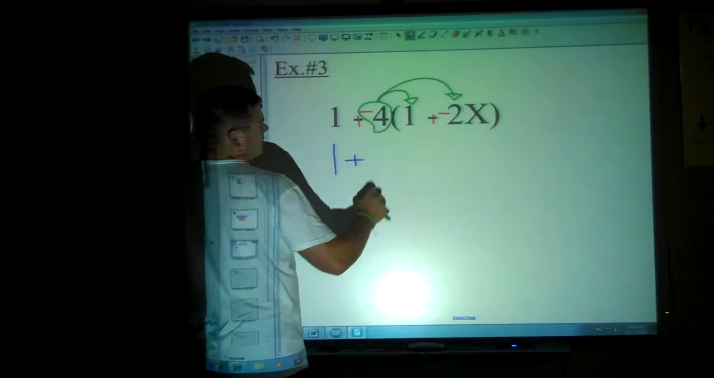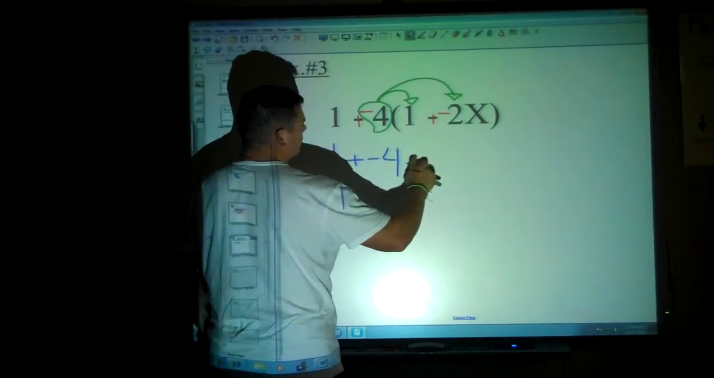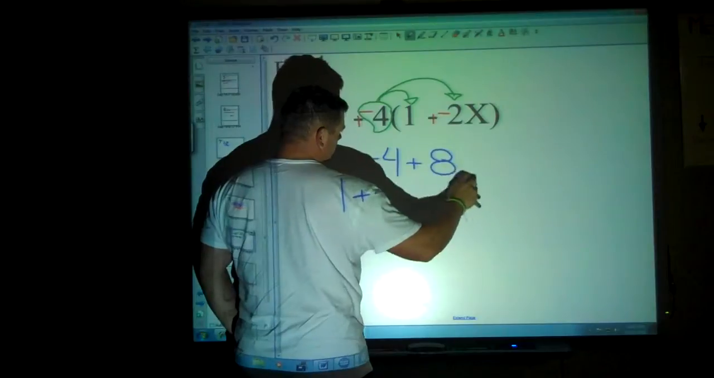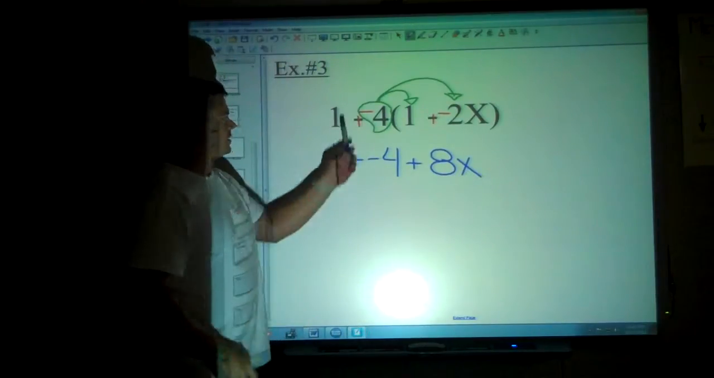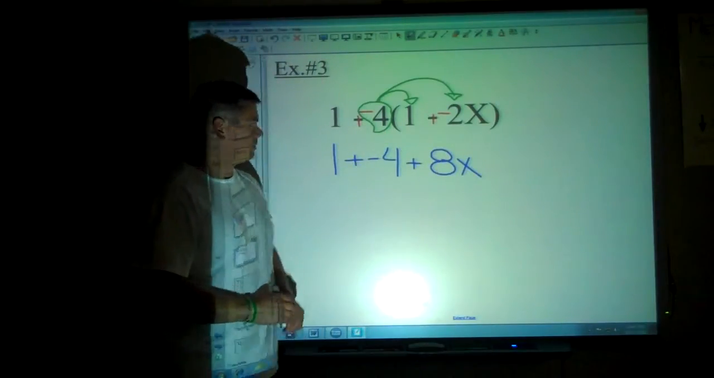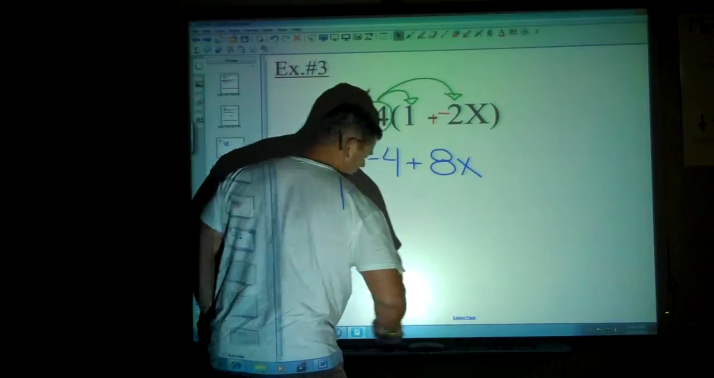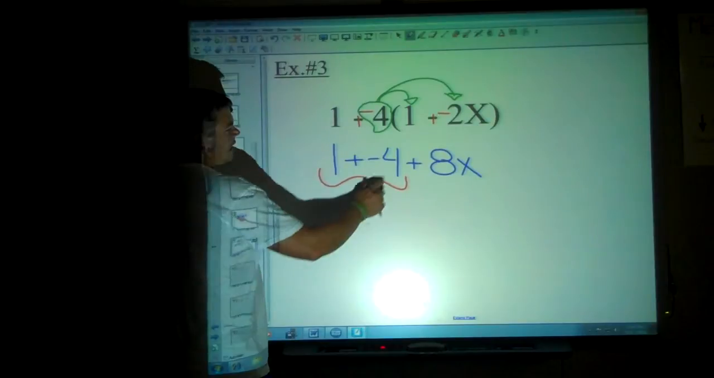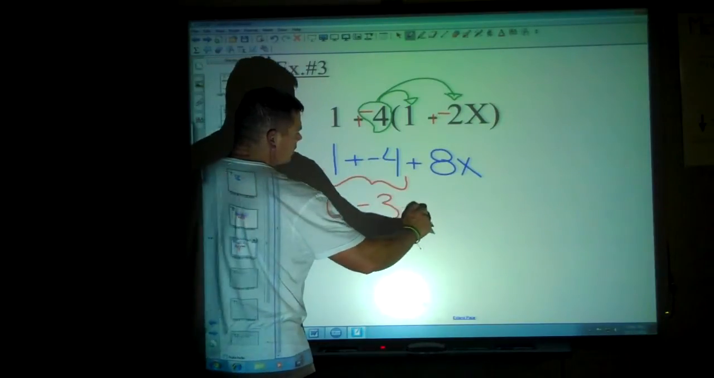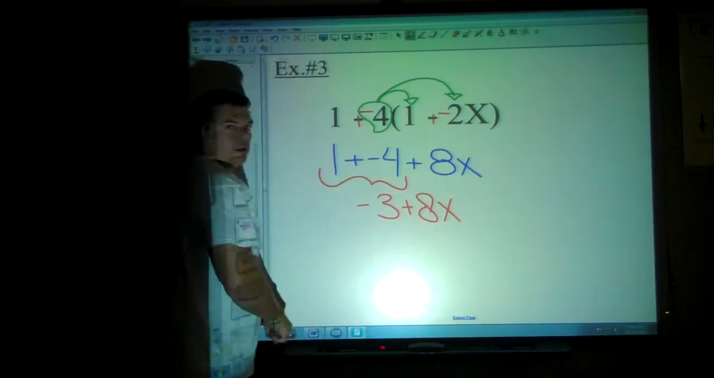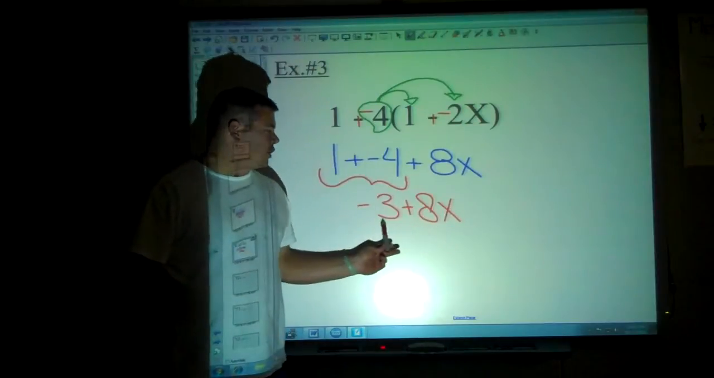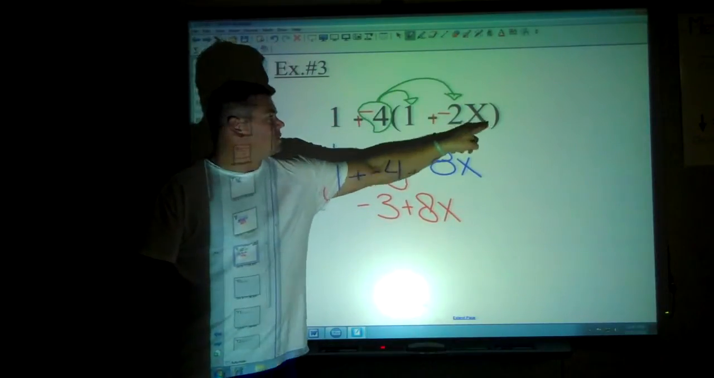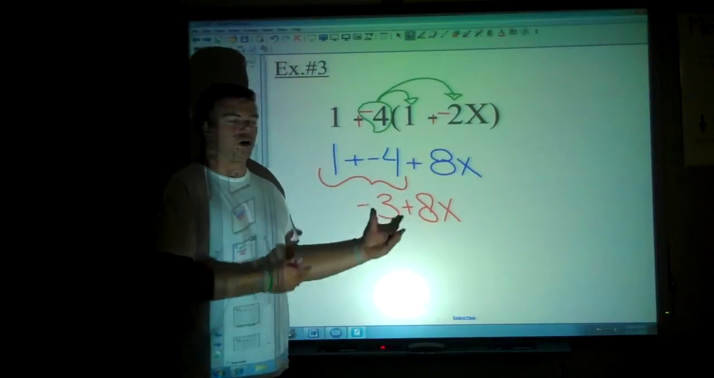Negative 4 times 1 makes negative 4. And negative 4 times a negative 2x is going to make positive 8x, because negatives times negatives makes positives. Now you have like parts. These parts do not have x's. There are 3 more negatives. And we cannot go any further because there are no more like parts. So it's in simplified form because I got rid of the grouping symbols and I have no like parts. It's as far as it goes.